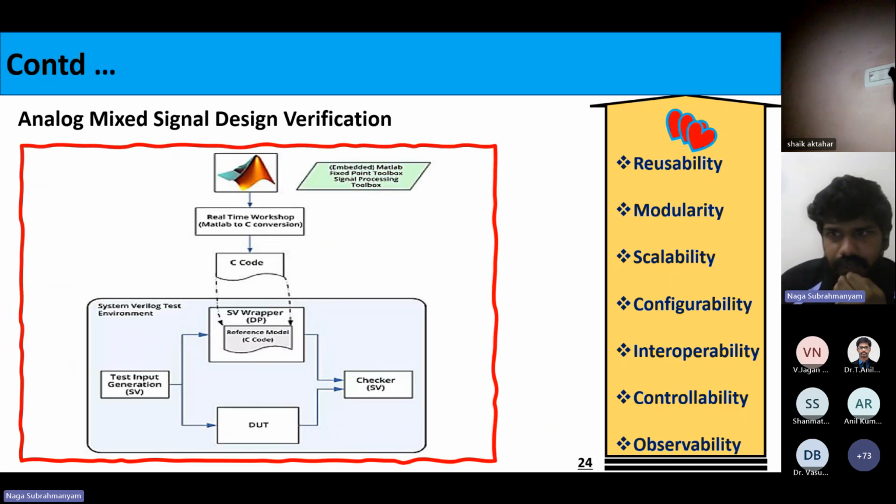So analog mixed signal verification, like you see here: you can do analog things in MATLAB. From there you can give it to C, and that C code we can use in the environment using the DPI, called direct programming interface. Whatever analog things you want to do, you do in MATLAB. MATLAB will convert that MATLAB code to C language, and that C language I can use in the environment. That facility will be there. That's how we will do analog mixed signal, meaning analog and digital things.